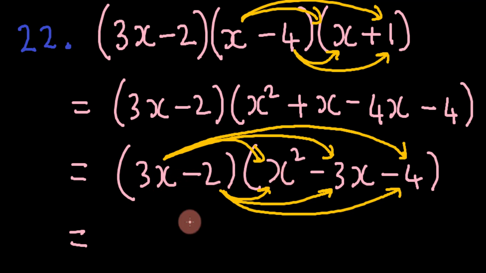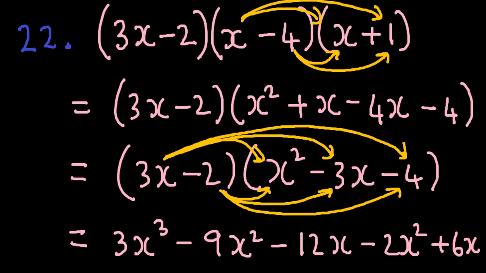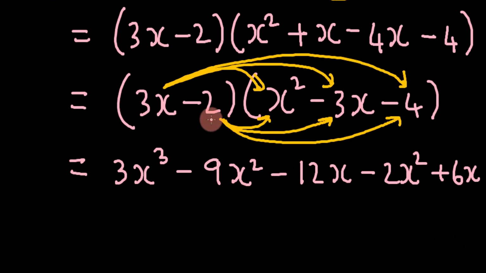So 3x times x squared is 3x cubed, adding the powers of the x's. Then 3x times negative 3x is negative 9x squared. Then 3x times negative 4 is negative 12x. Then negative 2 times x squared is negative 2x squared. Negative 2 times negative 3x is positive 6x. And we also have negative 2 times negative 4, which is positive 8.